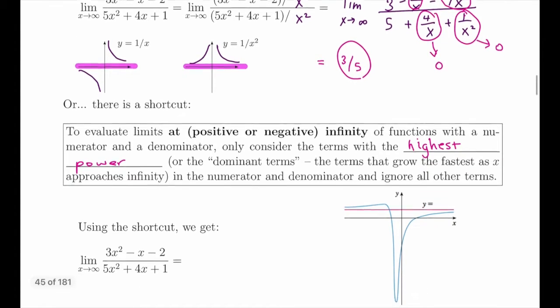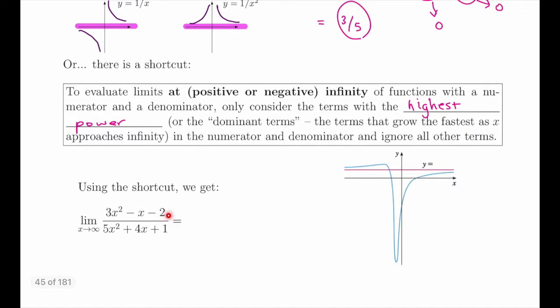So here's what I mean. We have the same limit as above, and let's follow this shortcut by only keeping the terms with the highest power in the numerator and the denominator, and then ignoring everything else. This is the term with the highest power in the numerator. You have to keep the coefficient as well. And this is the term with the highest power in the denominator. Now ignore everything else.